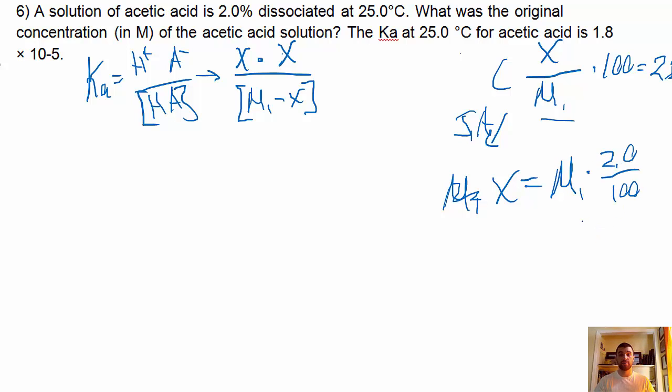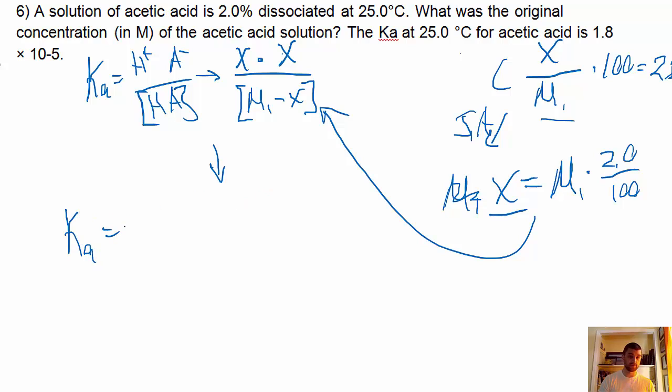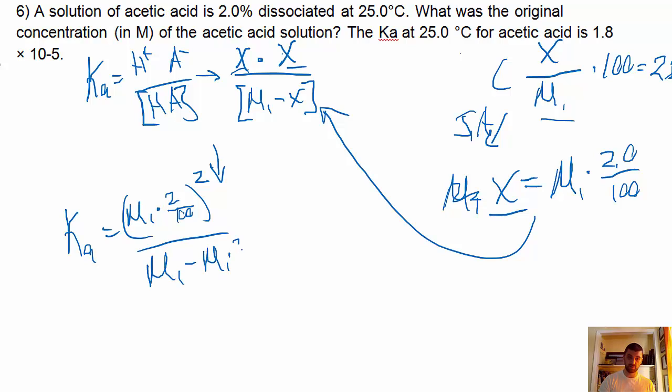So now I have an equation for X that I can plug in to this equation to get me a third equation with only one unknown. So now I got Ka equals, well, X, again, I said, is M1 times 2 over 100. And that's essentially going to be squared because it's X times X. So I'm just going to put squared there. All over M1 minus X, which was M1 times 2 over 100. And now I have one equation, one unknown, because Ka was given to me.